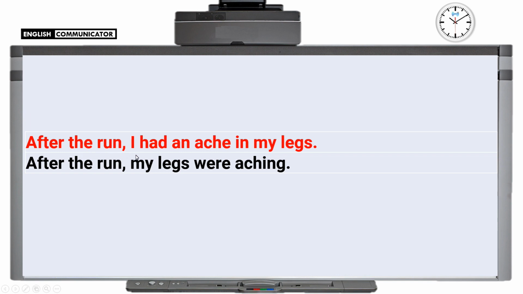"After the run, I had an ache in my legs." Pain is ache, so it's a wrong sentence. After the run, my legs were aching. So there was a pain. You can't say "I had an ache." So what do you have to say? Aching, or "I have pain." After the run, my legs were aching.